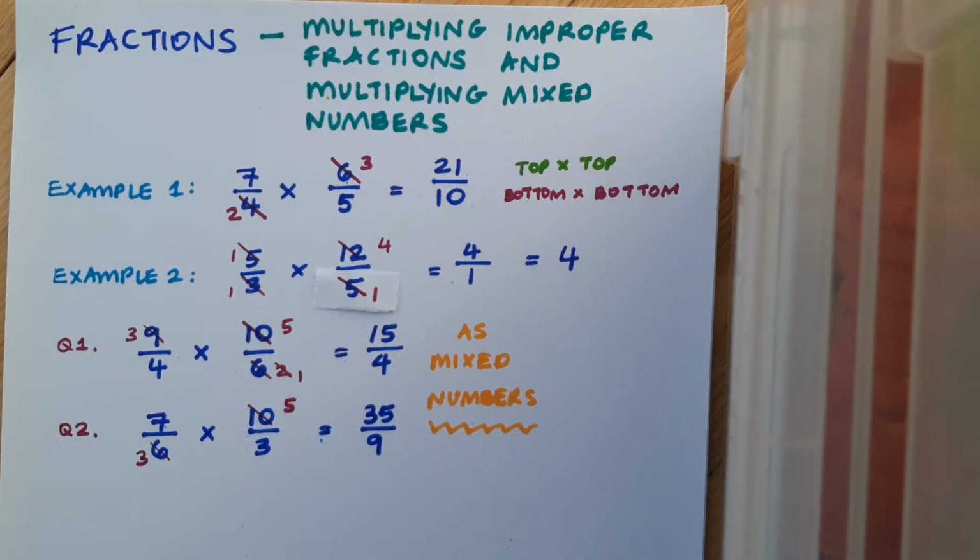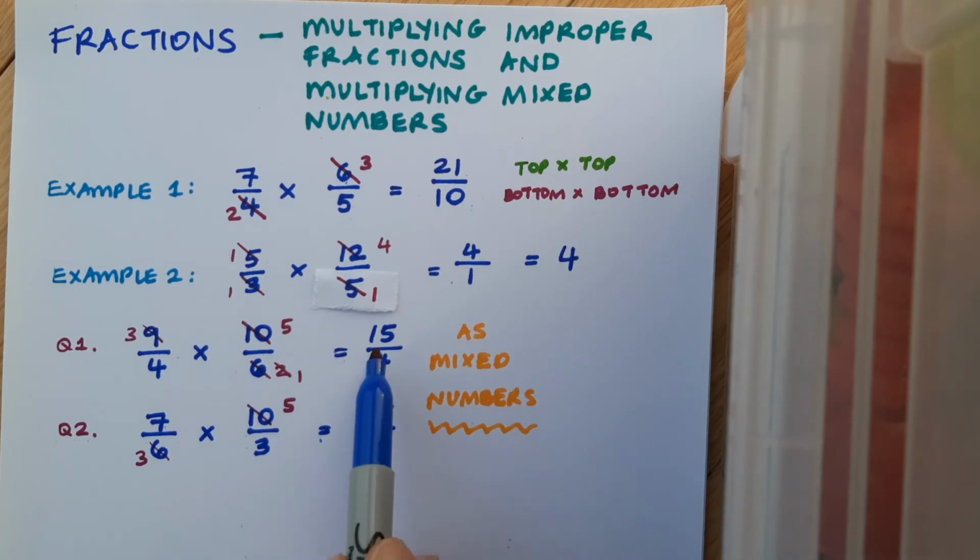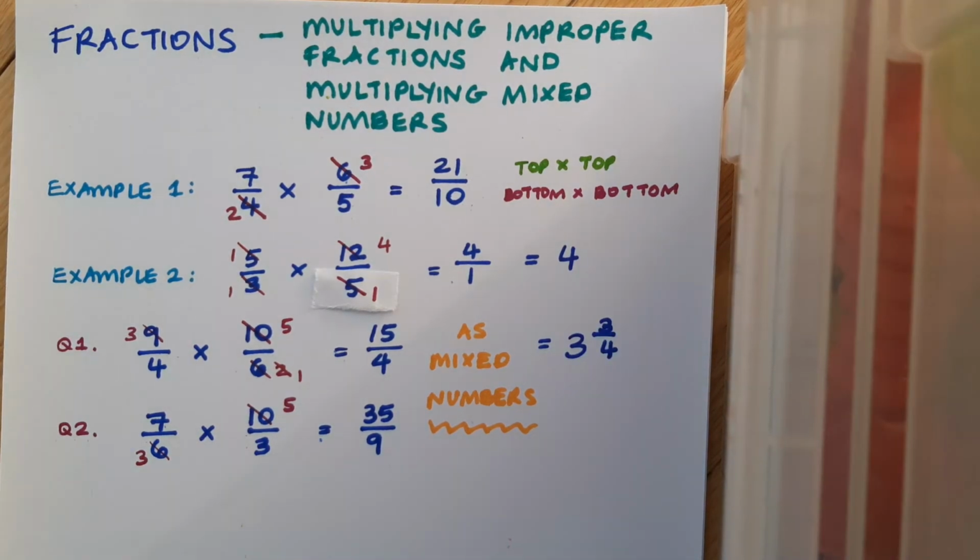Okay, so don't forget to change an improper fraction into a mixed number. I just divide, so 4 into 15 goes 3 times, with the remainder of 3, so it's 3 3/4. And now 35 over 9, well, 9 goes into 35 3 times, with the remainder 8, so it's 3 8/9.